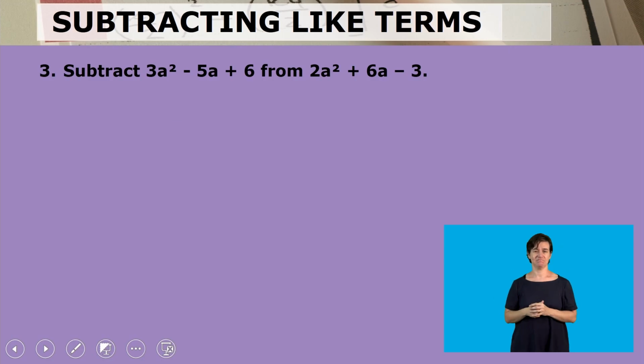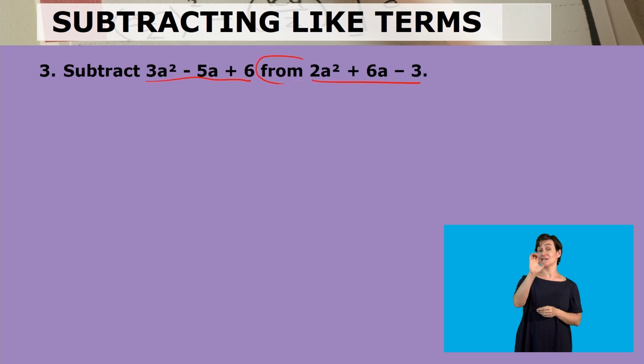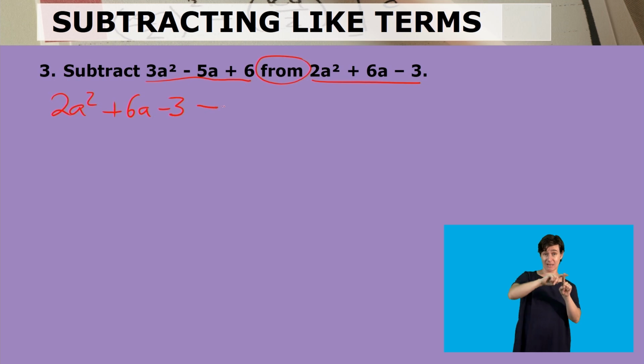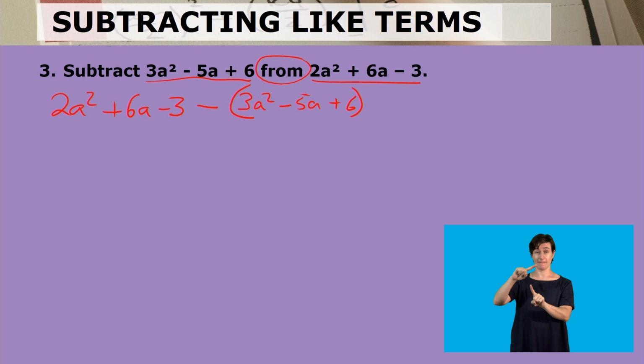Then let's subtract like terms. In question 3, we are to subtract that expression from that one. The key word there is from. When you read that expression, you will notice that where it says from, that part must go first. So it would be 2a squared plus 6a minus 3 minus. Then we put the next expression, 3a squared minus 5a plus 6. We put that in brackets so that you'll remember what it is that you're subtracting.